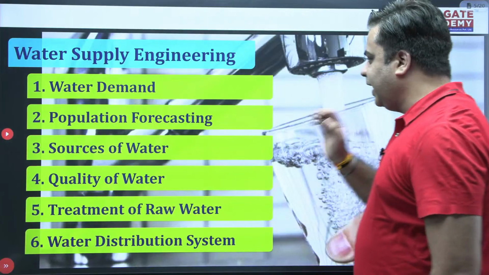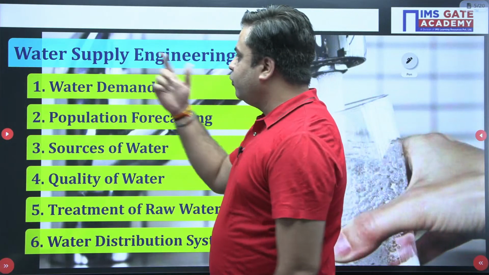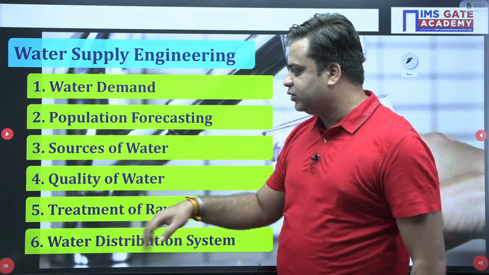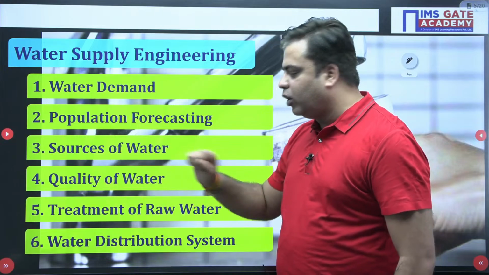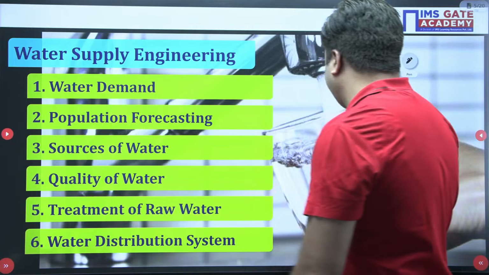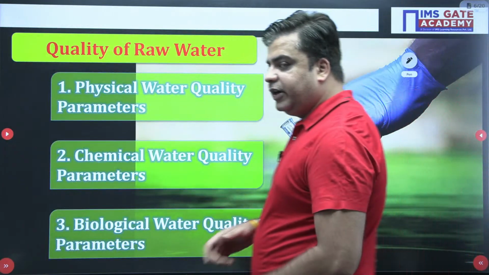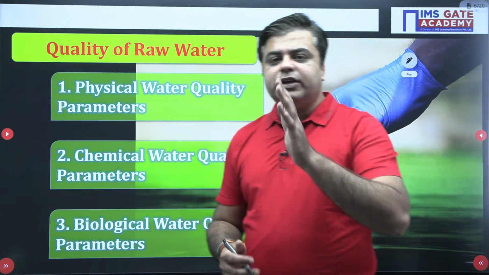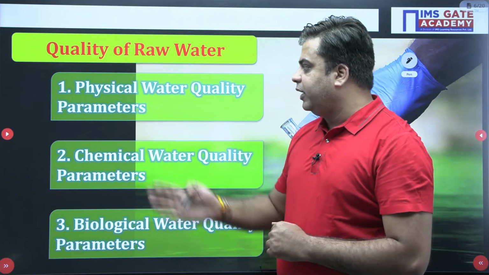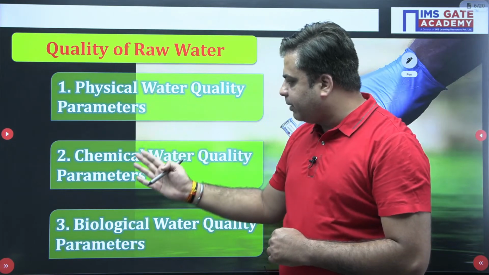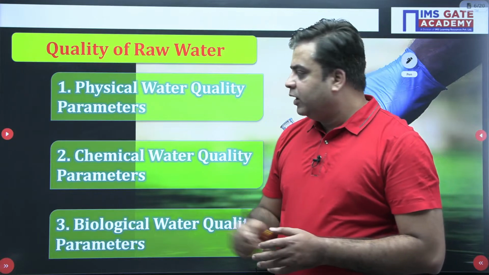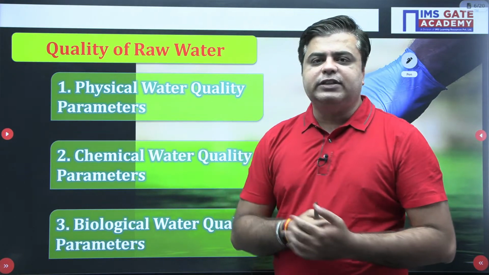By these words, I would like to start. So water supply engineering has this distribution starting with water demand, population forecasting, sources of water. Then we came to quality of water. The water quality is analyzed using water quality parameters. There are basically three different types of water quality parameters: physical, chemical, and biological water quality parameters. Today we are going to discuss everything about physical water quality parameters.